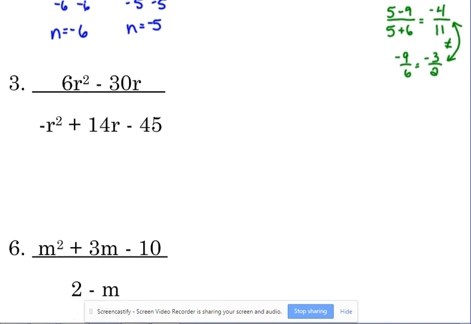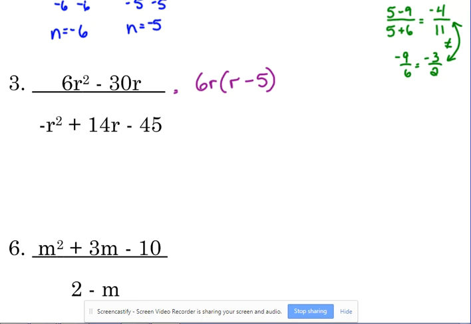All right, let's keep going. Let's look at number 3. Okay, 6r squared minus 30r over negative r squared plus 14r minus 45. All right, so in the numerator, do we have a GCF? Yes, 6r. Let's factor out a 6r. When we take a 6r out of 6r squared, we're left with an r. When we take 6r out of negative 30r, we're left with negative 5.